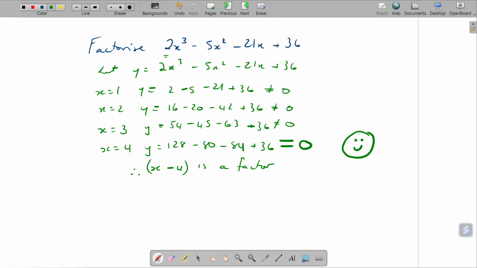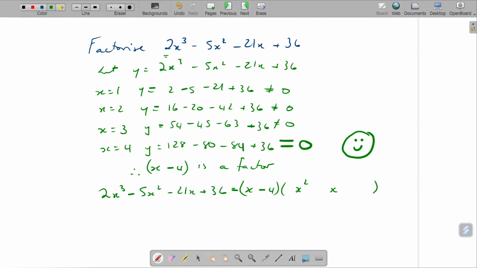Okay, and again, I'm assuming that you know how we got from the root to the factor. As a result, we now know that 2x cubed minus 5x squared minus 21x plus 36 is equivalent to x minus 4 times a second factor. Because we originally had a cubic and we now have a linear factor, we know that the second bracket will need to have an x squared term, an x term, and a constant.